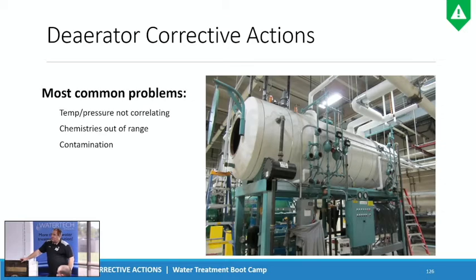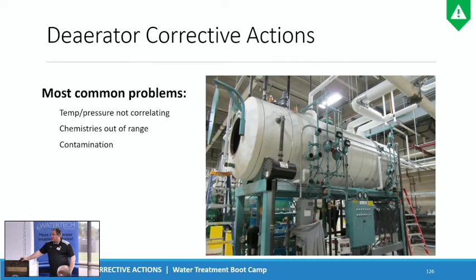If it's not holding temperature and pressure, or chemistries are out of range on the feed water, the deaerator, because you are testing it. We are testing the storage section. There's a storage section on here, and this customer, I think we sample right there. So chemistry's not in range because you're testing this. If chemistries aren't in range here, they're not going to be in range downstream. And what's downstream of this? These boilers that are in the background here. There's one here and there's one right there.